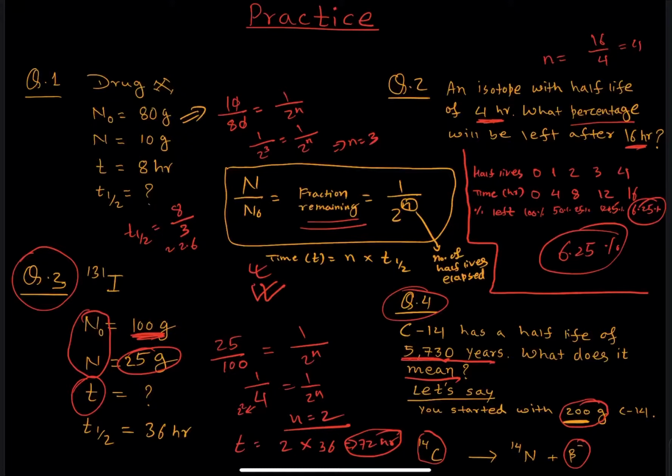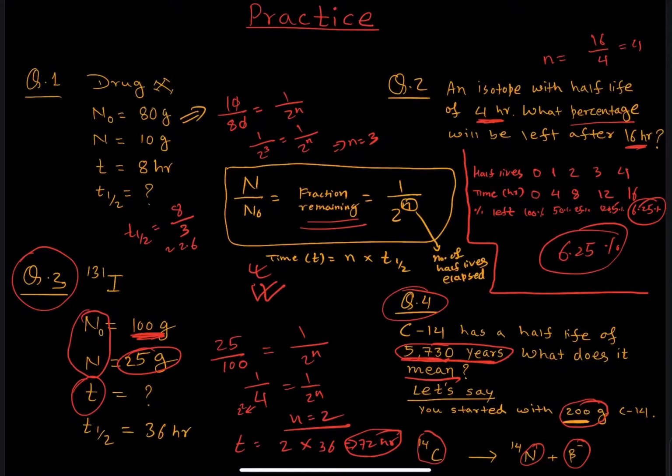Carbon to nitrogen. And you need to recall that when there is a beta minus decay, that means you are adding 1 to the atomic number of carbon, which is 6, and 6 plus 1 gives you 7, which is the atomic number for nitrogen, right? So let's say you started at 200 gram. After 5730 years, how much carbon are you going to have? 100 gram, right? Because half of that will decrease. Half of it will be 100 gram.